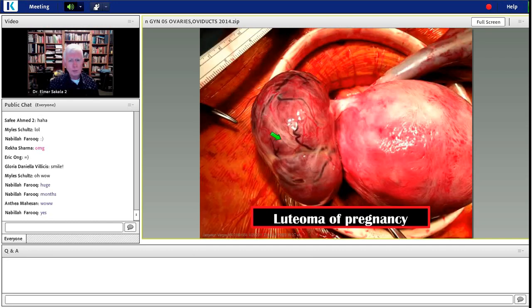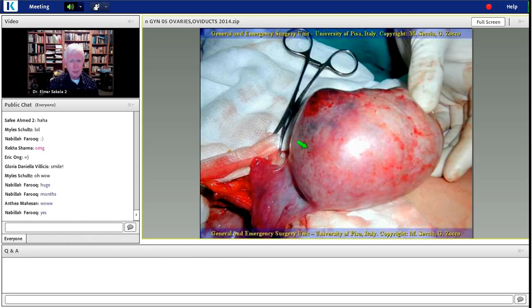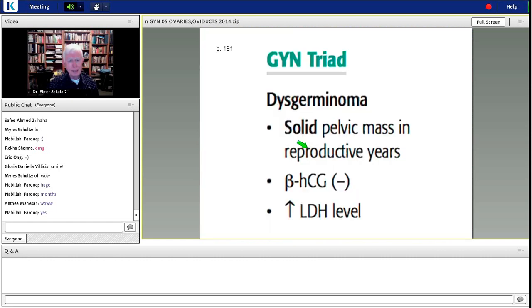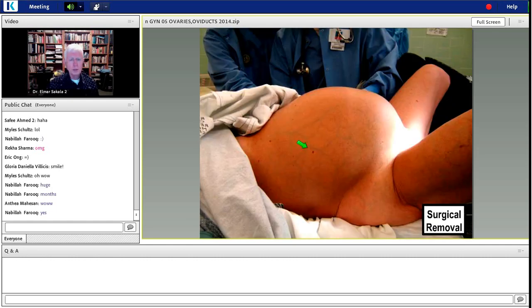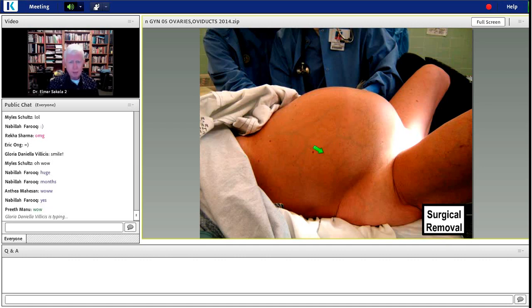This is a luteoma of pregnancy. We didn't know this until histology showed us that. Now, this is a benign mass. Could be a dysgerminoma. Now, this is a pretty big abdomen. And it looks like she's pregnant, but she really isn't pregnant. It is really an ovarian mass.